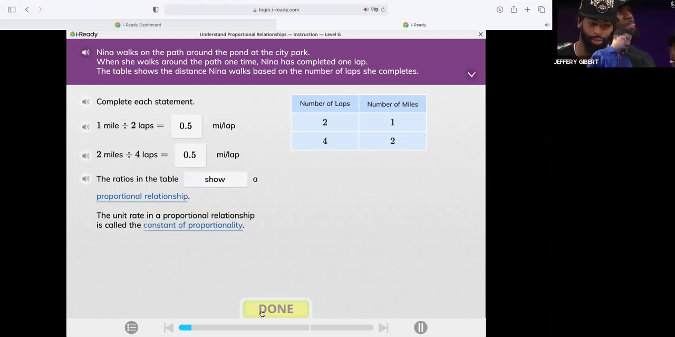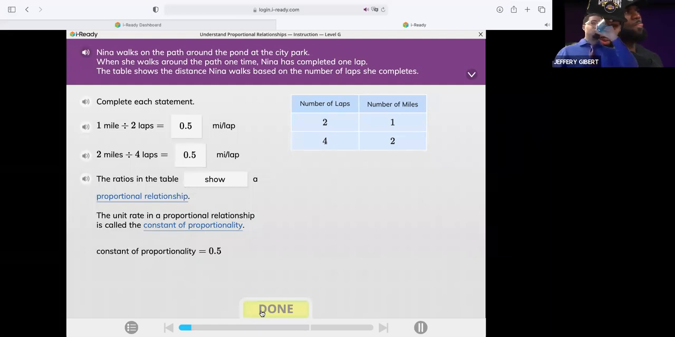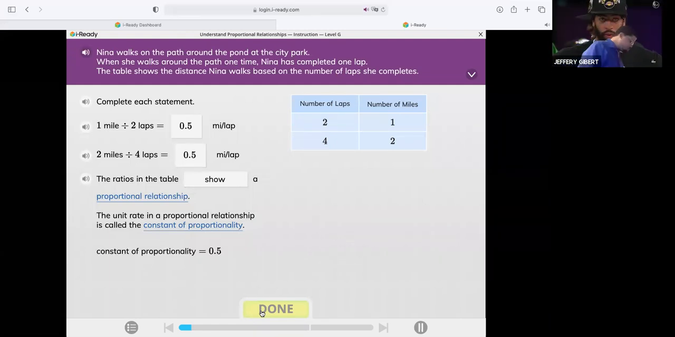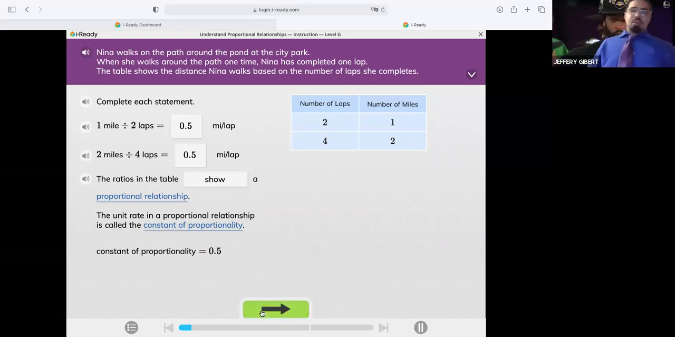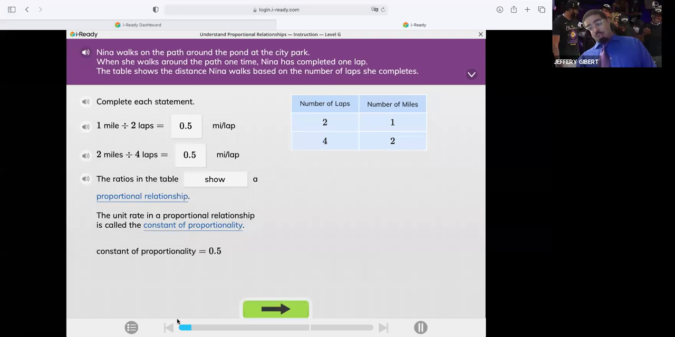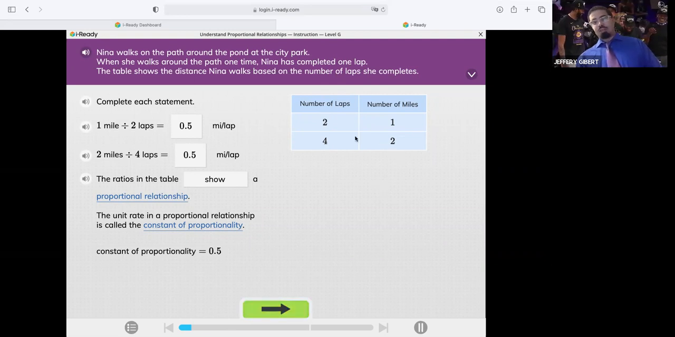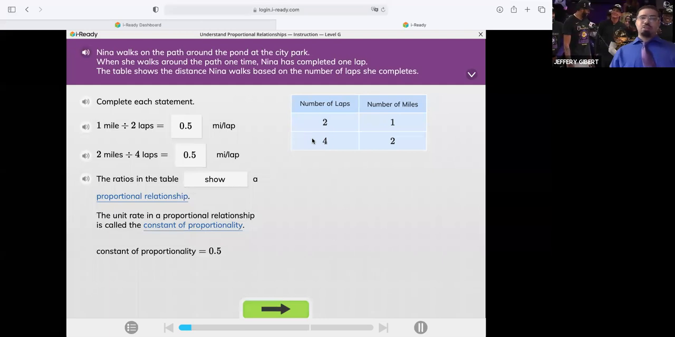The unit rate in a proportional relationship is called the constant of proportionality. Here, the constant of proportionality is the length of 1 lap, or 5/10. And whenever they ask you for the constant of proportionality, that's when you get the same answer for the whole table. And that answer is called the constant of proportionality. So if you ever have a question that says, what is the constant of proportionality? That means you just divide the y by the x for all the data points, and you should get the same answer. And whatever that answer is, that's the constant of proportionality.